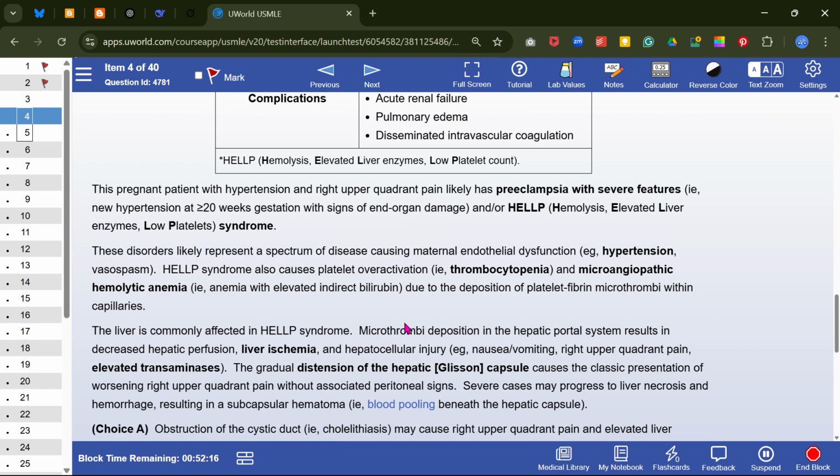This pregnant patient with hypertension, right upper quadrant pain, likely has preeclampsia with severe features: new onset hypertension more than 20 weeks of gestation with signs of end organ damage, and/or HELP syndrome: hemolysis, elevated liver enzymes, low platelets. This disorder likely represents a spectrum of disease causing maternal endothelial dysfunction, hypertension, vasospasm.